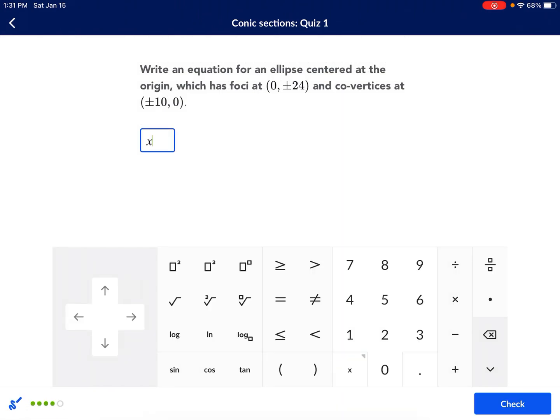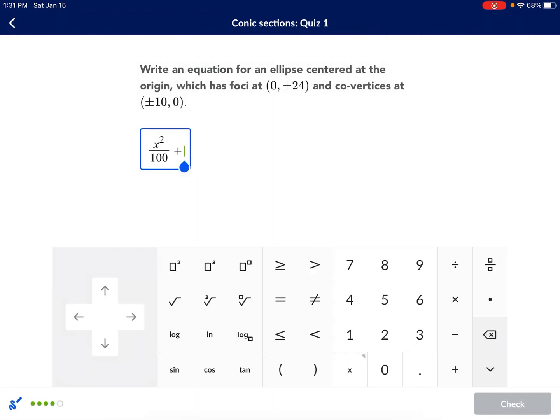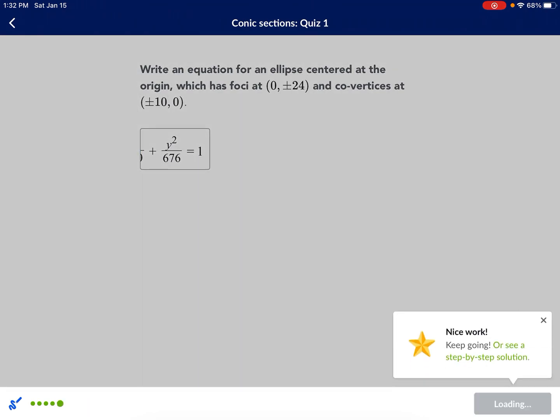So x squared over 100 plus y squared over 676 equals 1. Nice.